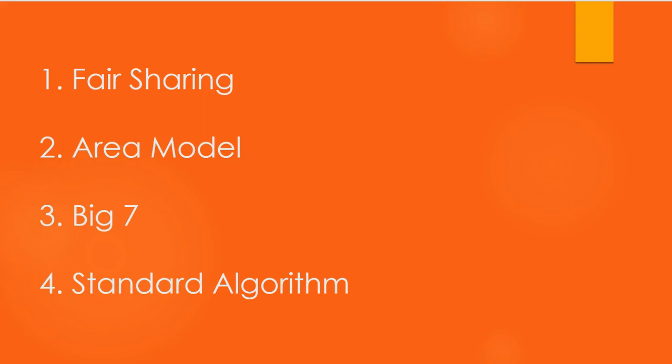The methods are called fair sharing. The second is area model. The third is the big 7, and then the last one would be the standard algorithm.